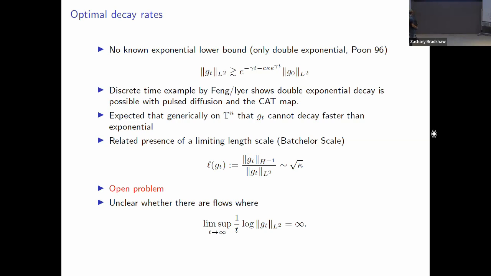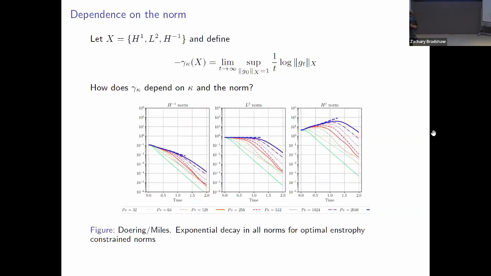That goes double exponentially fast. But if you do numerics of this, there's this paper by Charlie and Miles. They have very specific flows. They try to construct optimal mixers with some entropy constraint. And they are essentially looking at the asymptotic exponential growth rate. Let me call that thing gamma kappa.